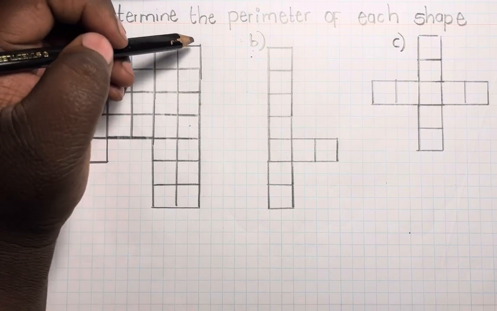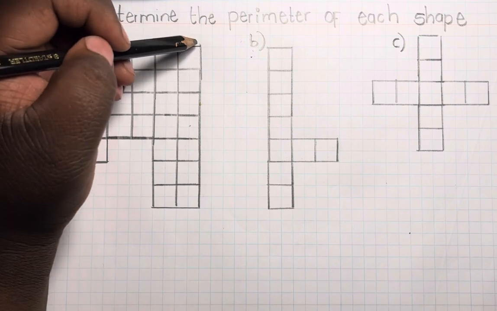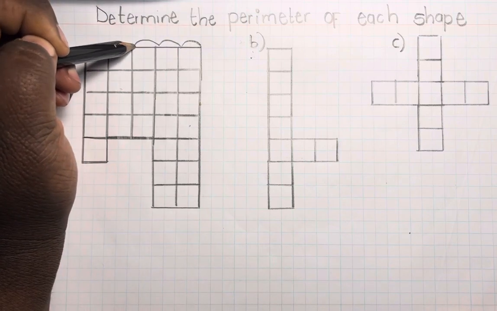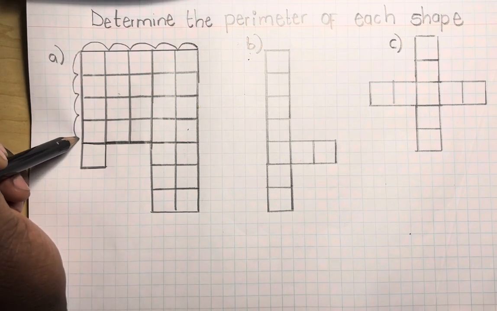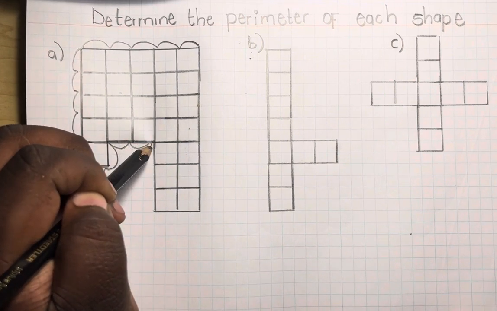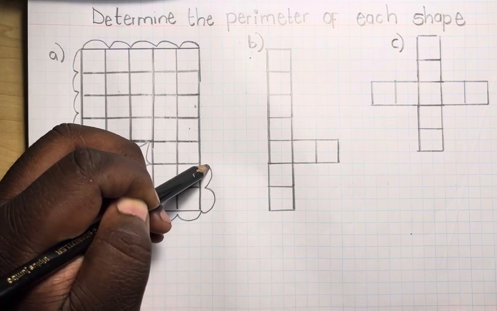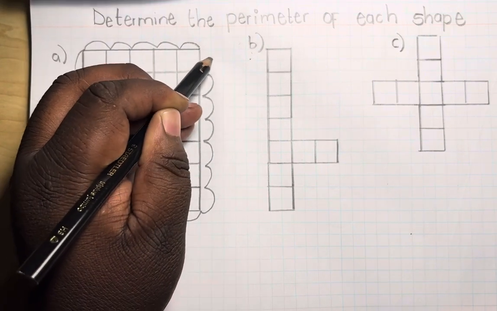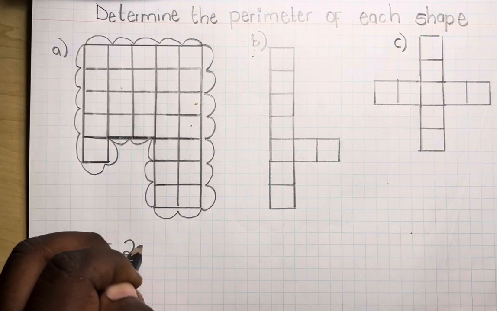We're going to start with letter A. I'm choosing to start here again. It doesn't really matter where you start counting. So let's go. 1, 2, 3, 4, 5, 6, 7, 8, 9, 10, 11, 12, 13, 14, 15, 16, 17, 18, 19, 20, 21, 22, 23, 24, 25, 26. The perimeter of the first shape is equal to 26.